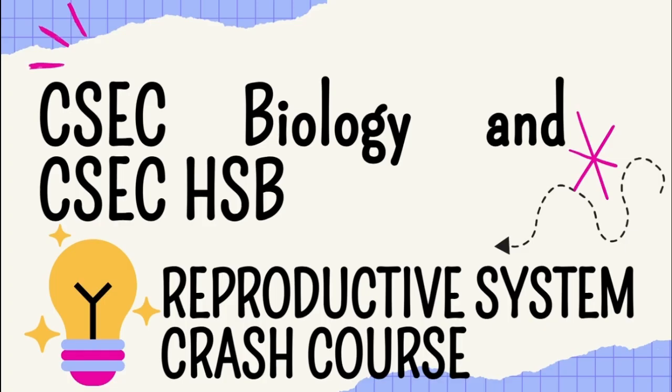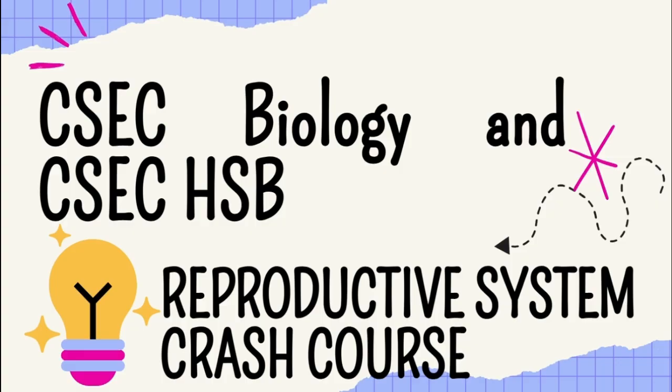Okay, so basically we're going to be doing a reproductive system crash course. This is for both CSEC Biology and CSEC HSB. Even though CSEC Biology is more general, and CSEC HSB is more focused on the human body, it's the same thing. So for this particular topic, it's in both syllabuses, right?